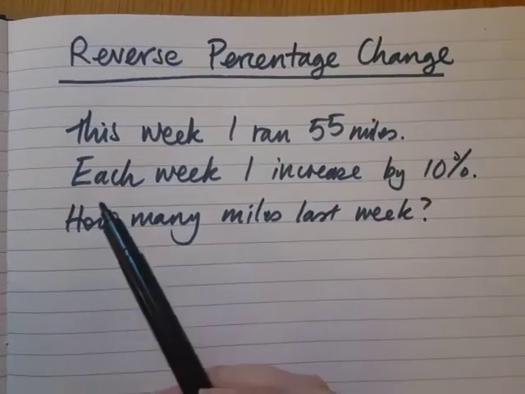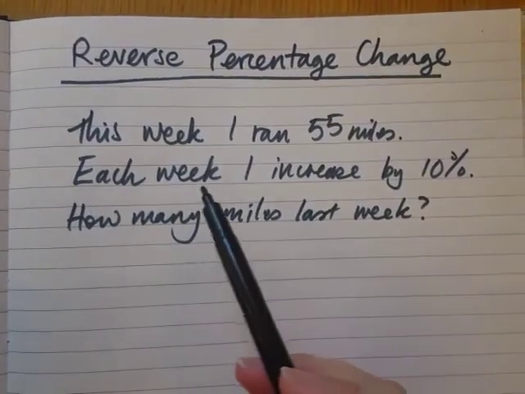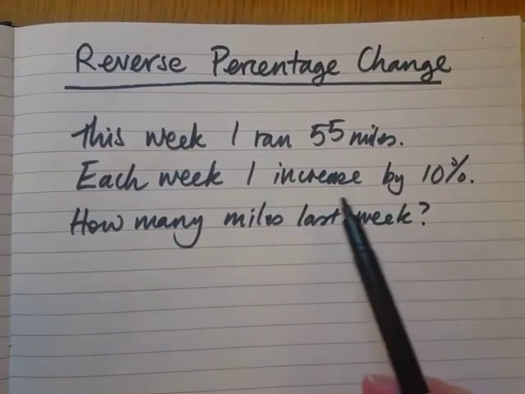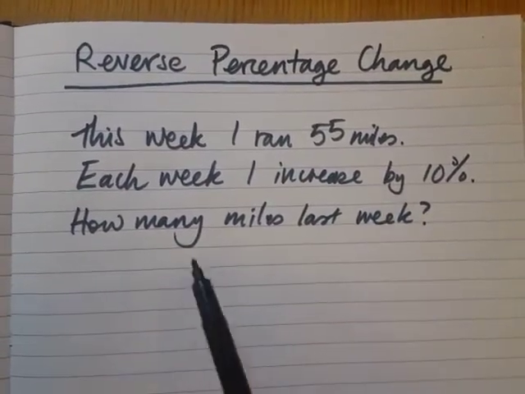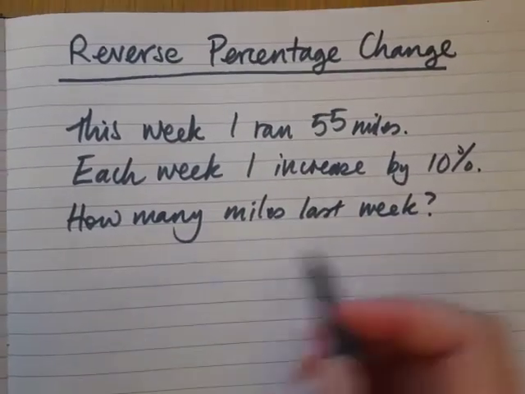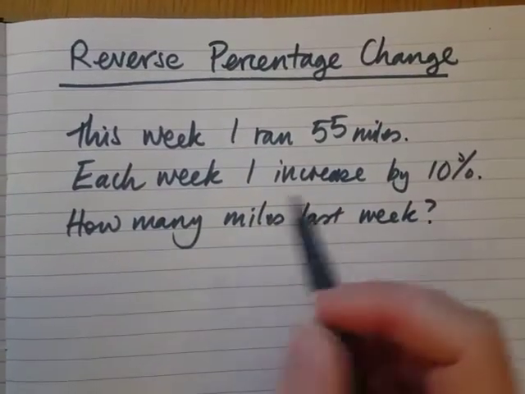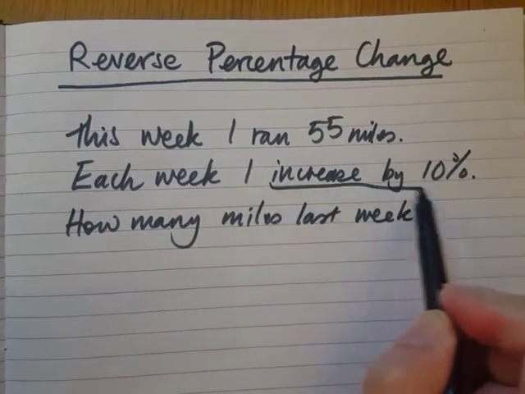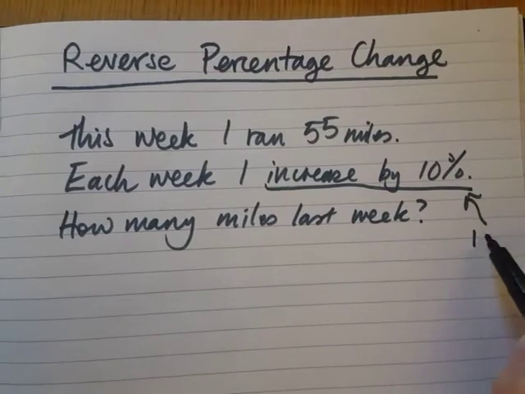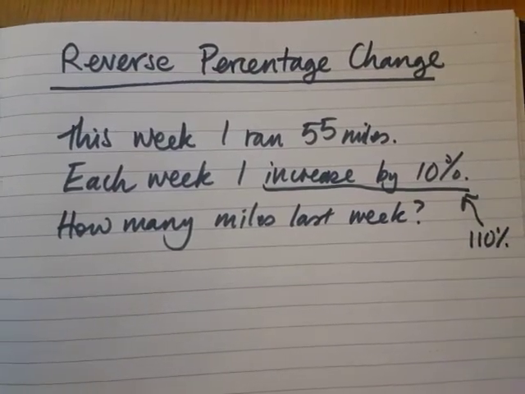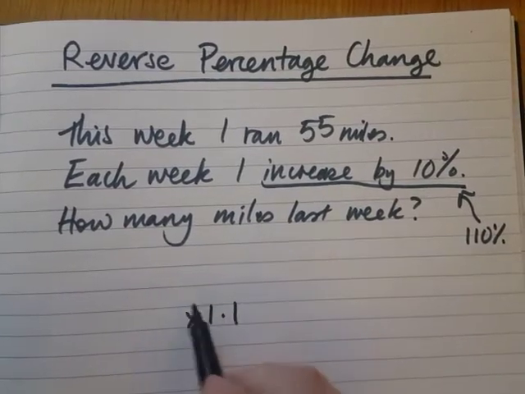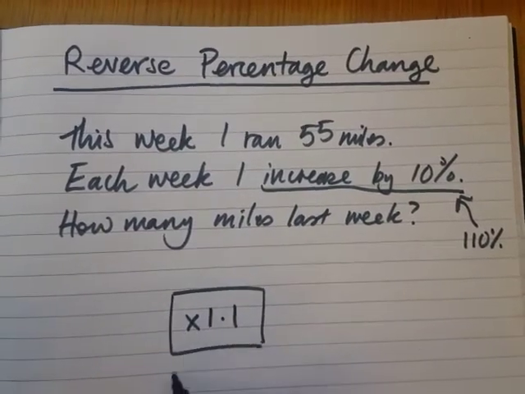So here's the scenario. It says this week I ran 55 miles. Every week I increase by 10%. How many miles did I run last week? So let's work out the multiplier. It's an increase by 10%, that means I have 100 plus 10, 110%. Here's the multiplier, same as before. That's your multiplier.